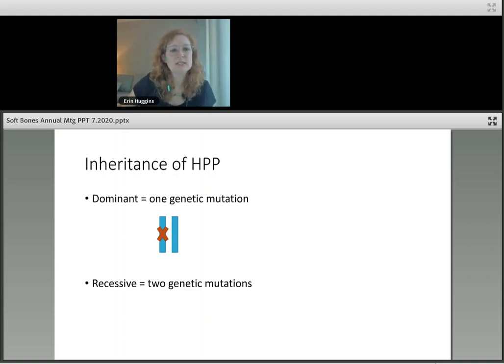A recessive condition is typically caused by two gene mutations. So again, you've got those two copies and you've got one on each. So in this case, usually what happens is you inherit one mutation from each parent. So one from mom and one from dad, versus dominant, it can come from mom or dad.